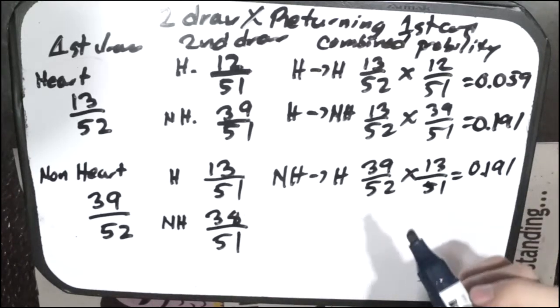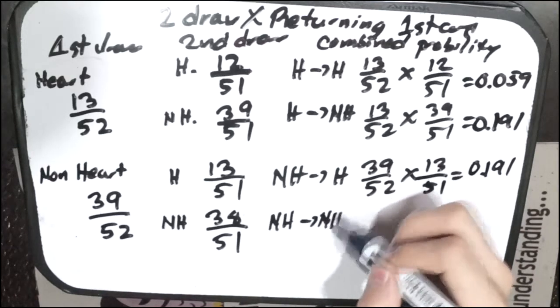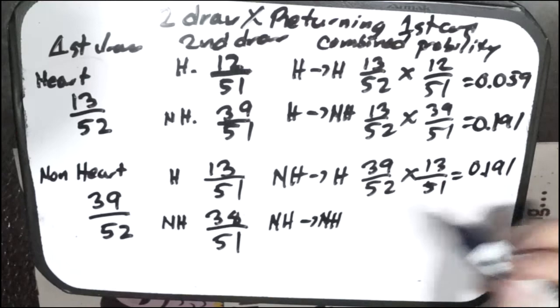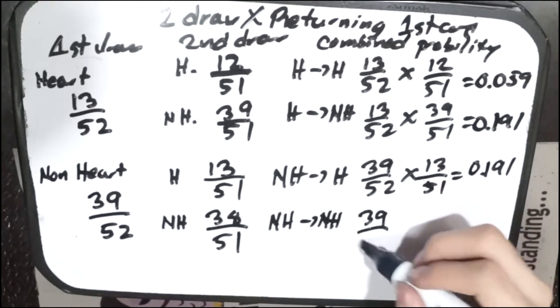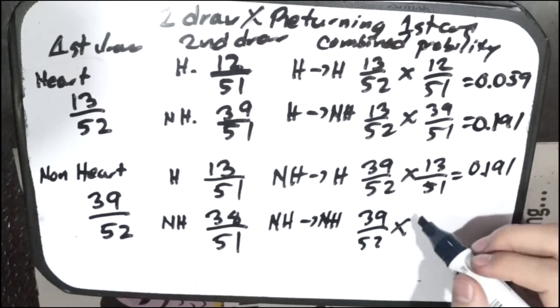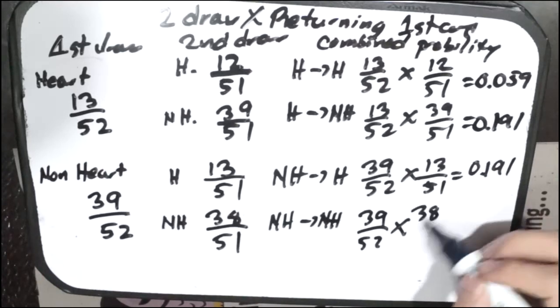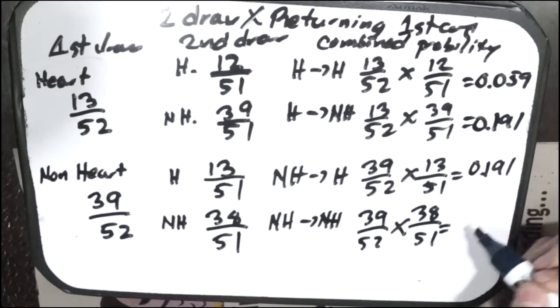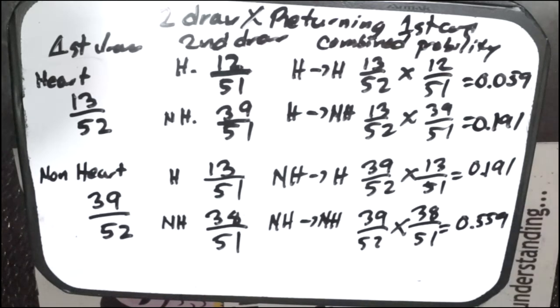0.191. If you drew a non-heart the first time and then a non-heart the second time, the possibility of that happening would be 39 over 52 times 38 over 51, which is equal to 0.559.